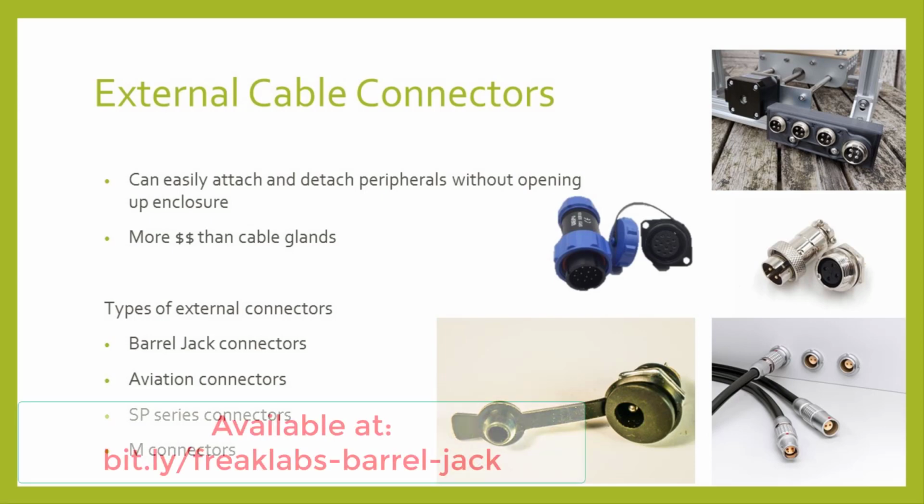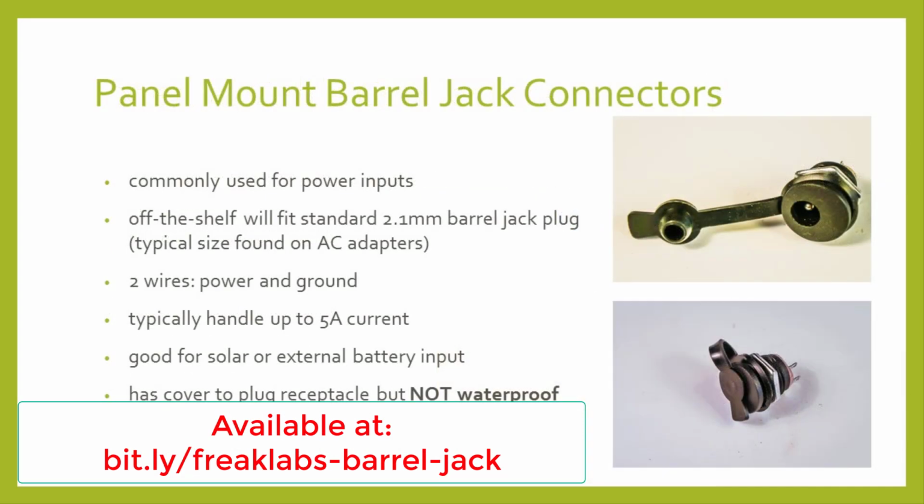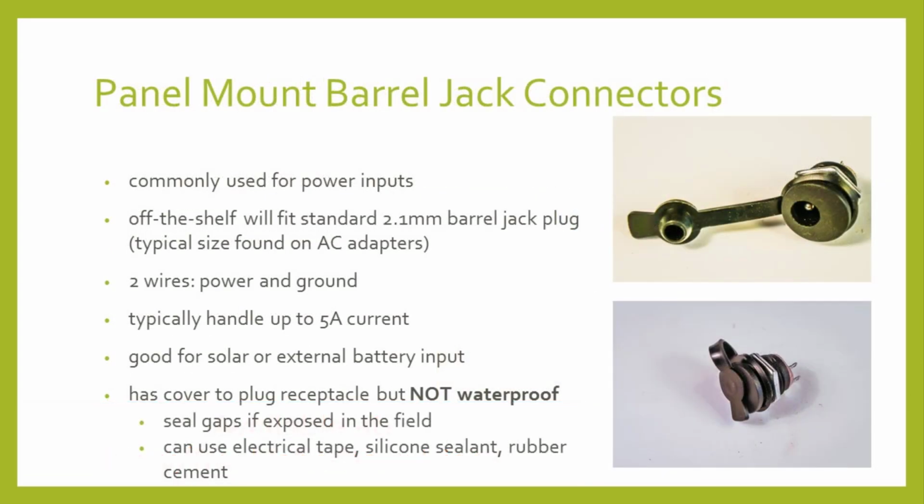Panel mount barrel jack connectors are low-cost connectors commonly used for power inputs. You can often find them on the back of your network router or electrical devices. You can get barrel jack connectors off the shelf, and they fit the 2.1mm plug, which is the main size found on AC/DC adapters, aka wall warts. They're only built for 2 wires, power and ground, and can typically handle up to 5 amps of current. Hence, they're a good choice if you're planning to run an external DC power source like a 12-volt battery into your design, or interface some solar panels. The ones we typically use and sell come with a plug cover as well to prevent moisture from entering the plug when not in use.